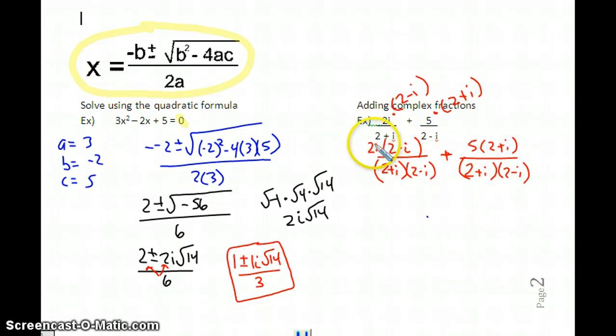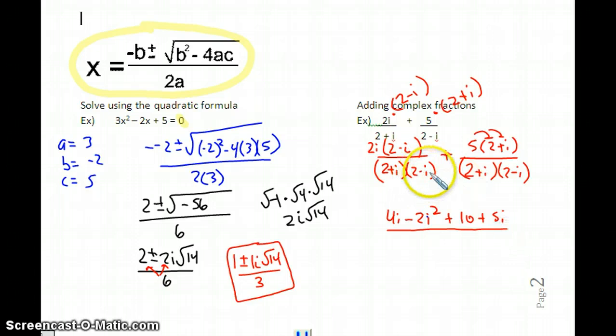So let's go ahead and do that. Multiplying the numerator, it's going to give me 4i minus 2i squared. Multiplying in this numerator, I would get 10 plus 5i. And then really, when I combine this to one fraction, I only write it over the denominator once. So let's actually FOIL that to come up with what that answer would be. 4 minus 2i plus 2i, and then minus i squared.